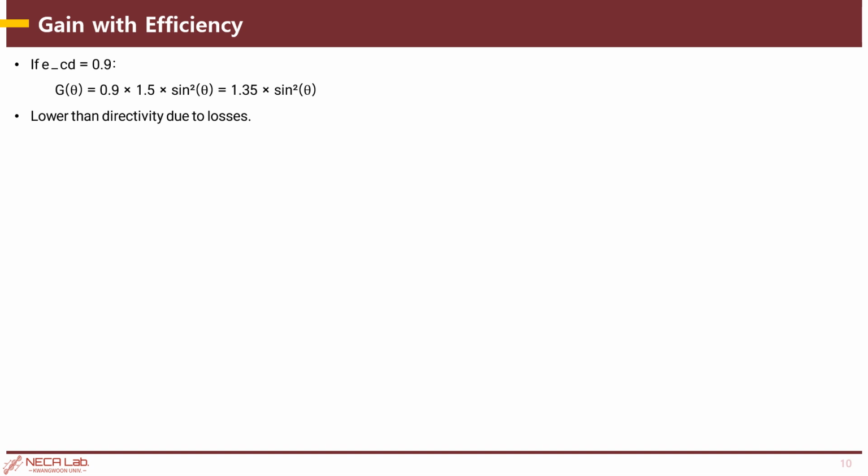Finally, let's consider how gain is affected by efficiency. Given here the radiation efficiency e_cd is 0.9, so using our earlier directivity result of 1.5, we calculate the gain G(θ) equals e_cd times D(θ). So plugging the values here, G(θ) equals 0.9 times 1.5 times sin²θ. So this simplifies to G(θ) equals 1.35 sin²θ. This shows that gain is always lower than directivity due to losses, like resistance or imperfect materials inside the antenna. Understanding this difference is crucial for designing and analyzing real-world antennas.